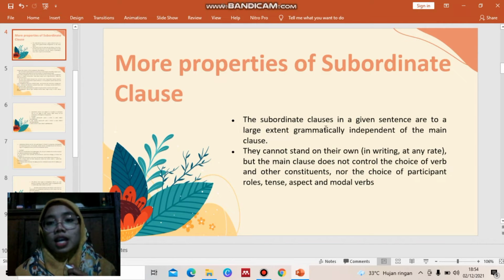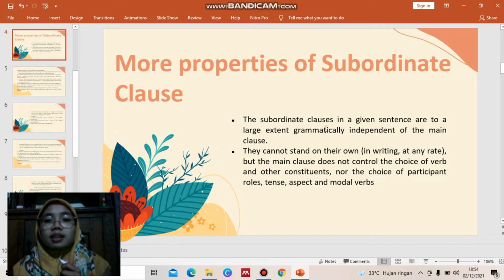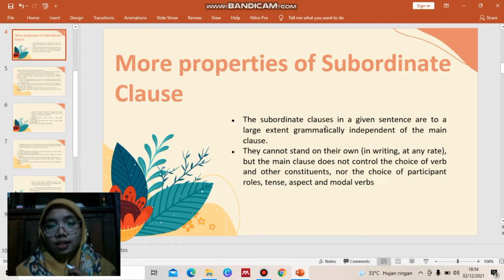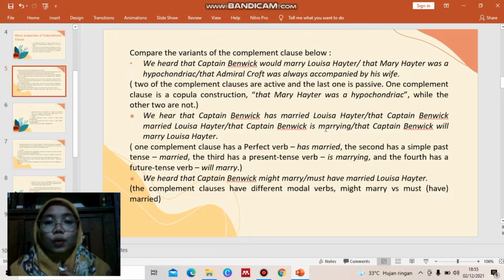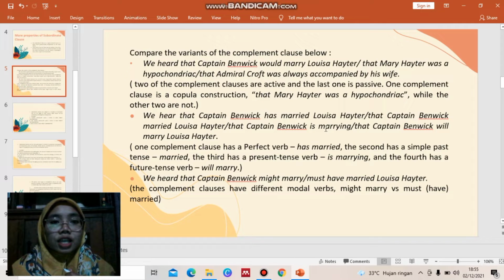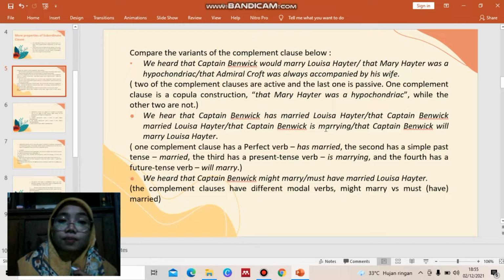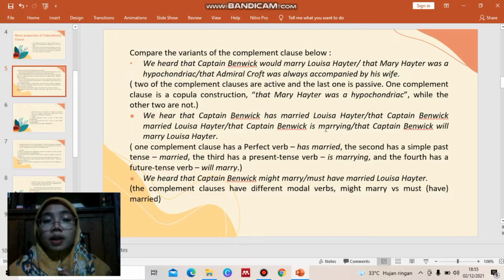The subordinate clause in a given sentence are to a large extent grammatically independent of the main clause. They can stand on their own in writing at any rate, but the main clause doesn't control the choice of verb and other constituents, nor the choice of participant roles, tense, aspect, and modal verbs. Compare the variants of the complement clause below. We heard that Captain Benwick would marry Louisa Hayter, that Mary Hayter was a hypochondriac, or that Admiral Croft was always accompanied by his wife.